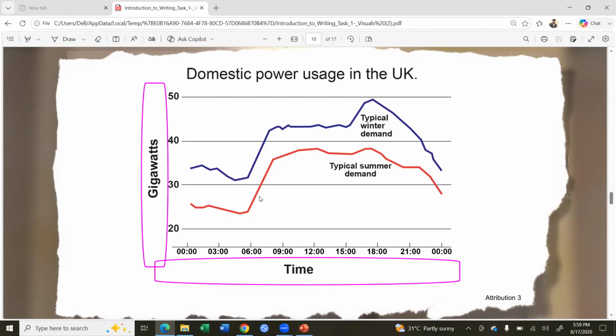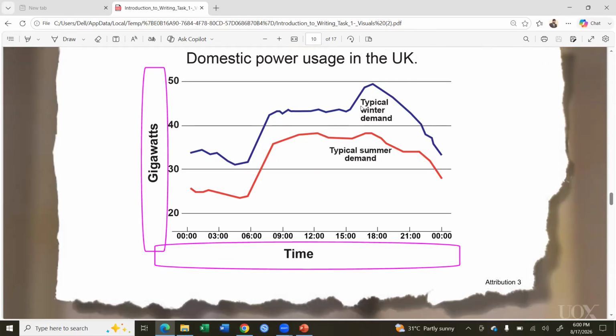Then at 6 a.m., both in summer and in winter, it goes up, right? In summer, it goes up to around 35 gigawatts, right? At 6 a.m. And at the same time in winter, it goes above 40. It's around 43 gigawatts at 6 a.m., right? Then it remains constant till 15th hour, and then it slightly goes up, right, in summers, but in winters it moves up to around 50 gigawatts, right? So this is how you are going to select the data and talk about it.